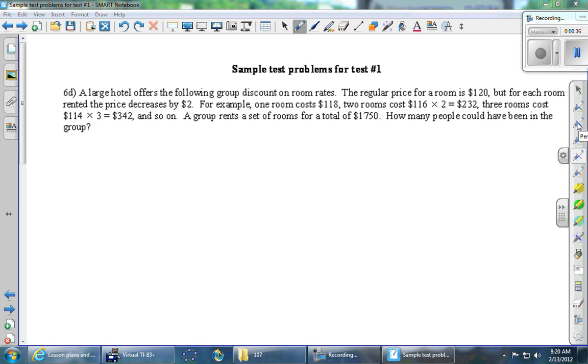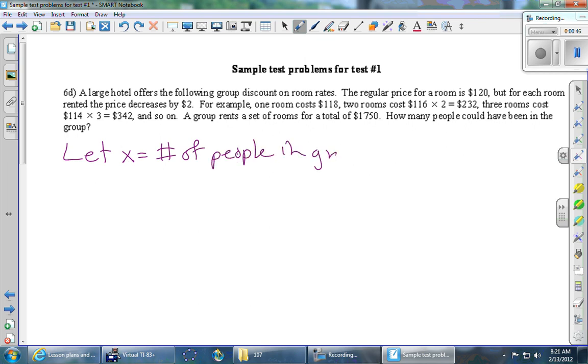So I feel like the very last part of that tells me what I should let x equal, number of people in the group, or the number of rooms rented. I think we're assuming those are the same thing. Okay, so let's see if we can't figure out the pattern here.